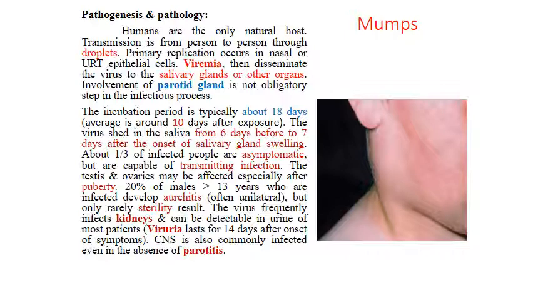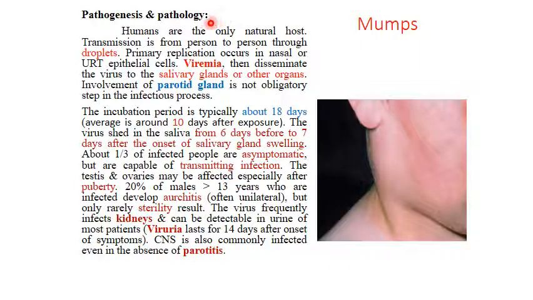Okay. Pathogenesis and pathology. Humans are the only natural host. Transmission is from person to person through droplet infection. A primary replication occurs in the nasal or upper respiratory tract epithelial cells. Viremia means the presence of the virus in the bloodstream, which disseminates the virus to the salivary gland and other organs.